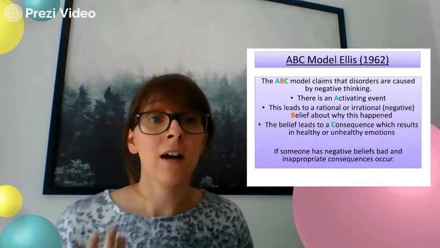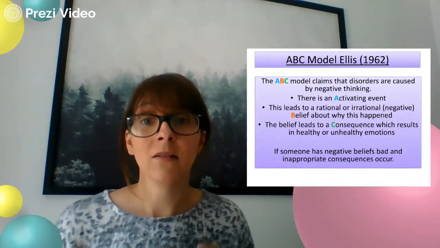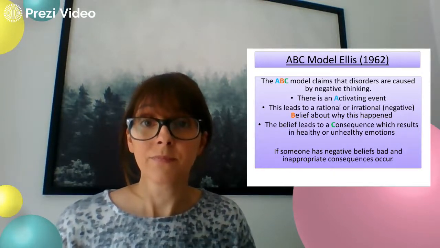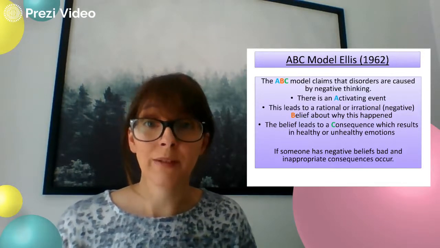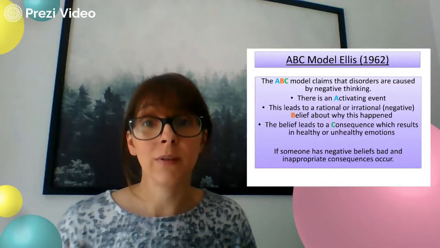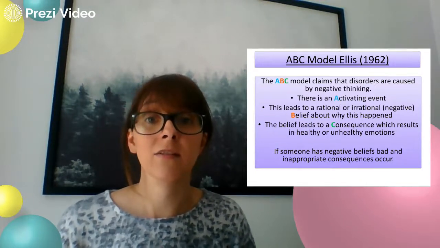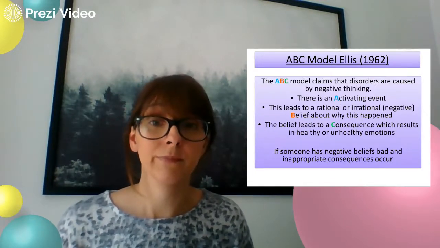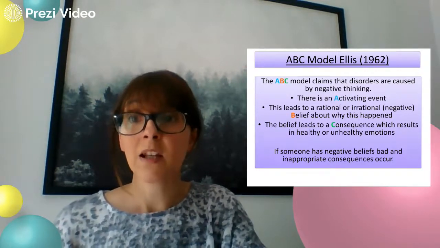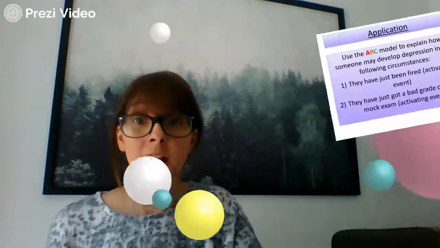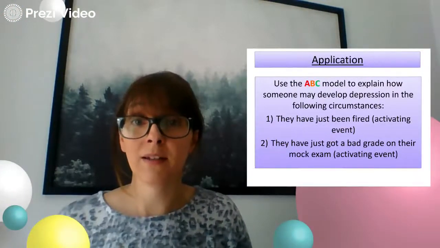Okay, so our example: activating event, sitting an exam. Belief: I can't do this, I'm stupid. Consequence: feeling of worthlessness or low self-esteem. So now I've got an application activity. One of them is the exam example, so you can write that down.